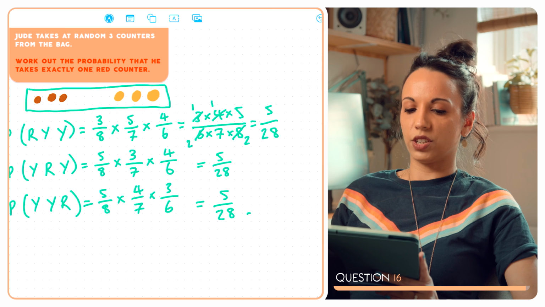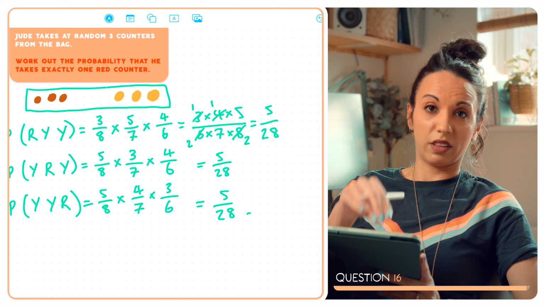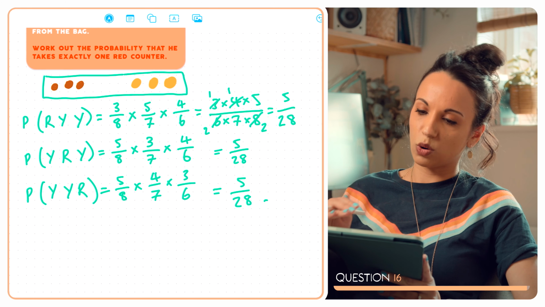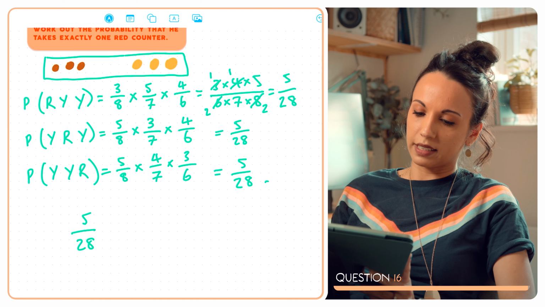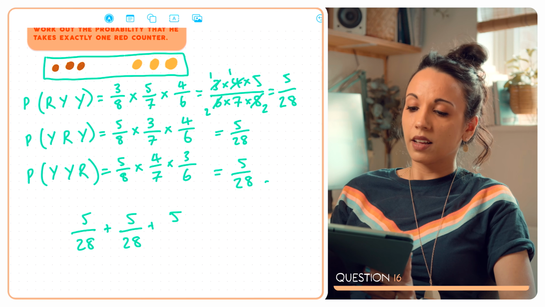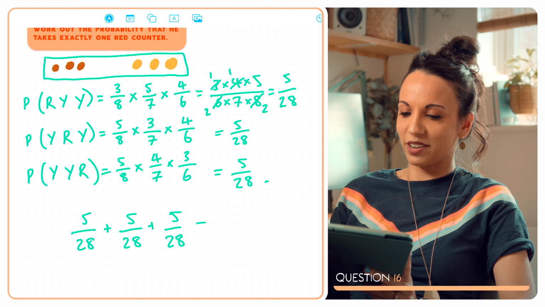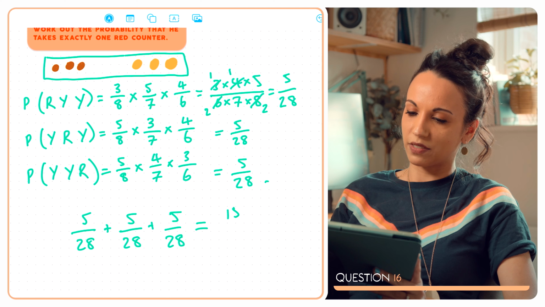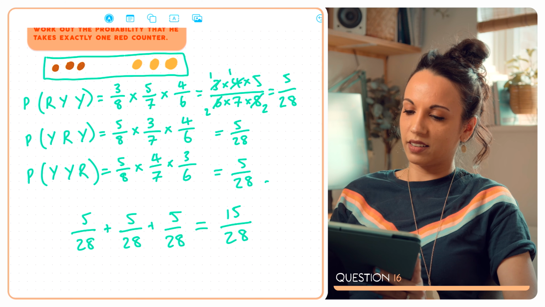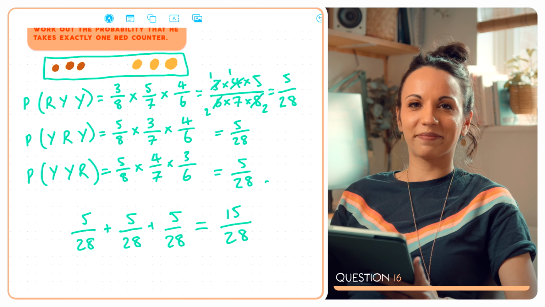And now what we have to do, because any one of them could happen, it could be the first case or the second case or the third case. So we have to add up all of those probabilities. That's 5 over 28 plus 5 over 28 plus 5 over 28. We've already got a common denominator, so we can go ahead and add the numerators. 5 plus 5 plus 5 gives 15 over 28.